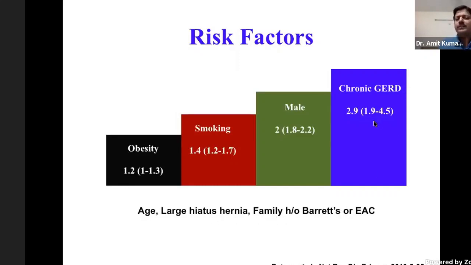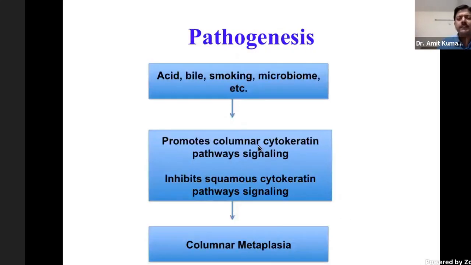Now, these are not only risk factors for Barrett's per se, but many of these risk factors actually also are risk factors for progression to dysplasia or even adenocarcinoma. And that's where it's important to know about these risk factors, because if somebody is smoking, then we'll have to ask him to stop smoking, weight reduction in obese patients, because these patients have a higher risk of progression as well. So these are the risk factors for Barrett's.